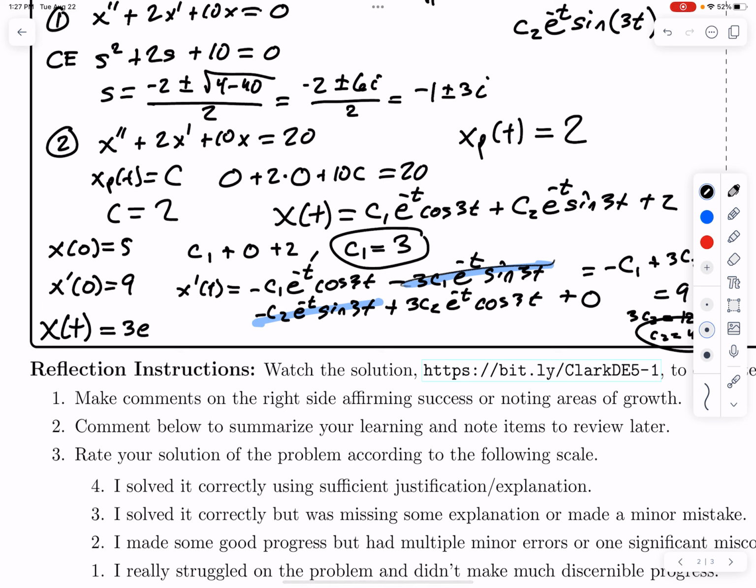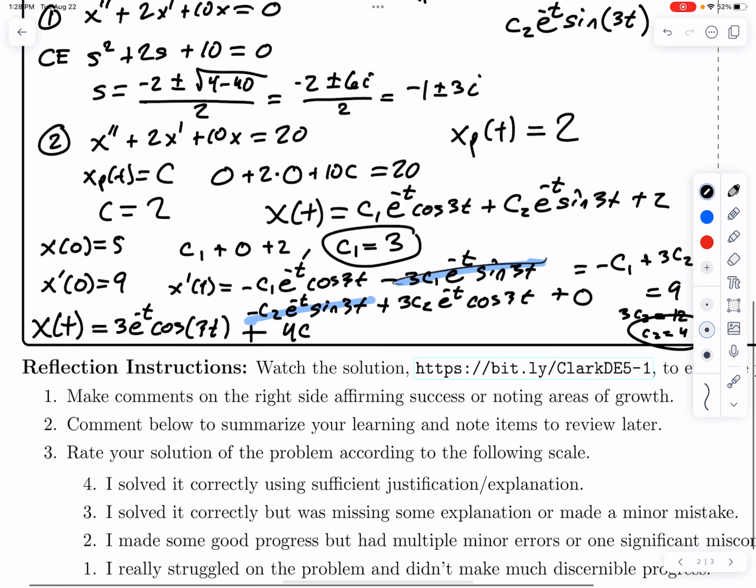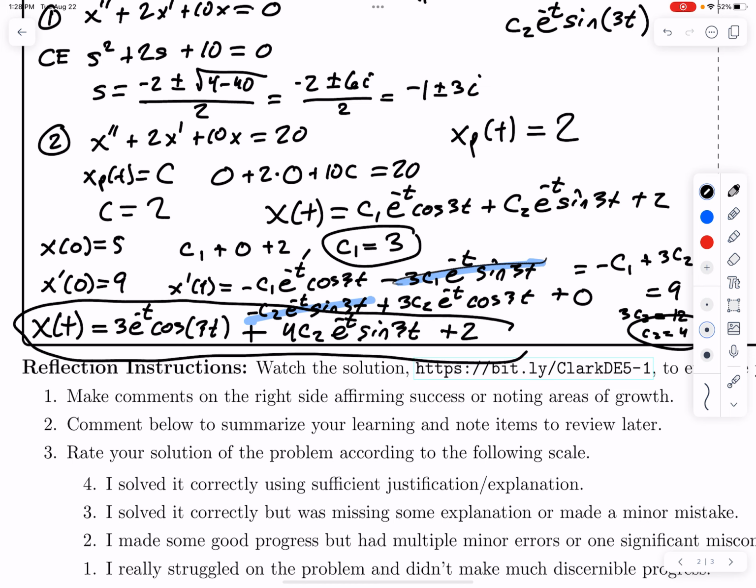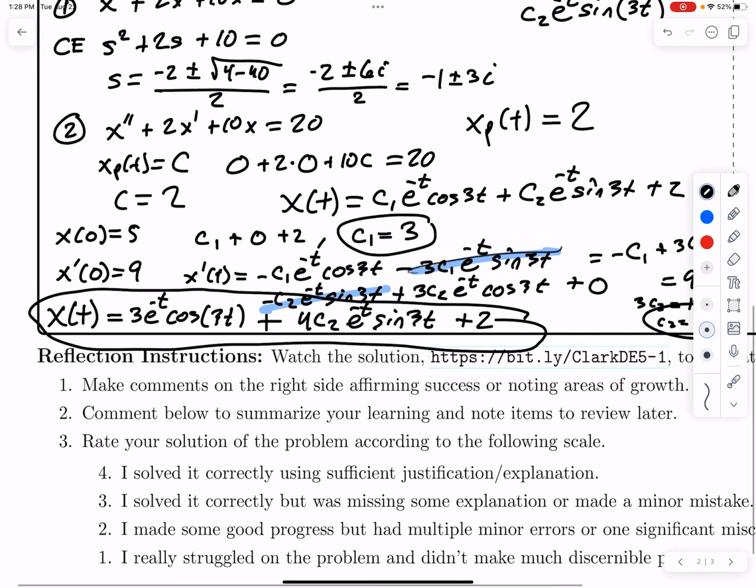3 e^(-t) cosine of 3t plus 4 e^(-t) sine of 3t plus 2. That is the solution to the initial value problem.